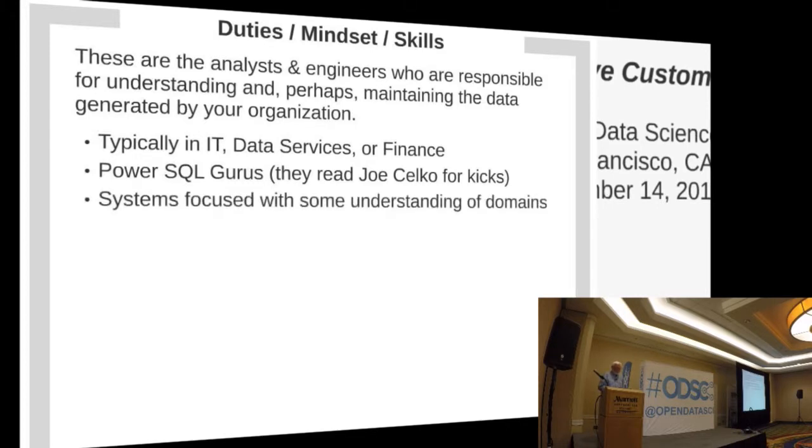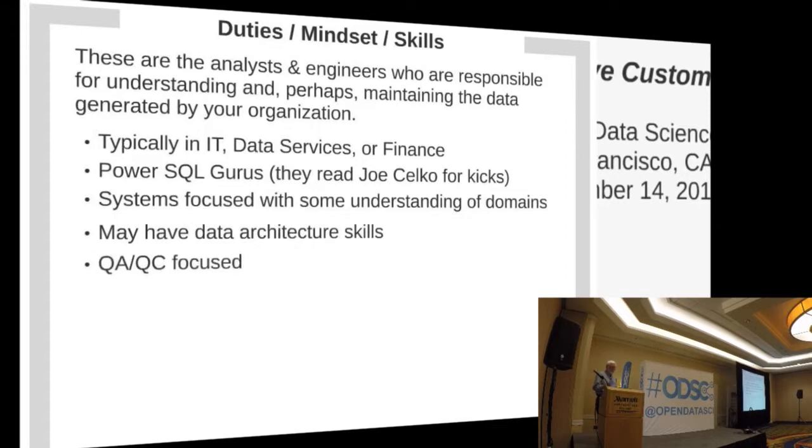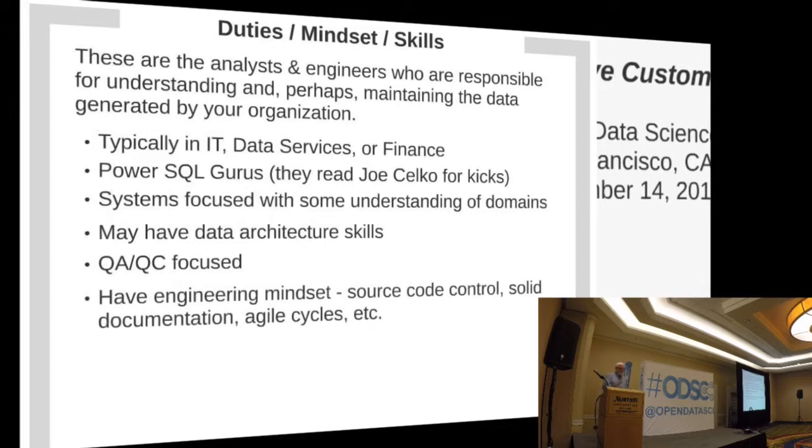System-focused people, they have some understanding of the domains, but they're primarily focused on the data sources and the data they're in. They may have some data architecture skills. They are QA and QC focused, thank goodness. And they have an engineering mindset. So they do source code control, and they have pretty solid documentation and agile cycles and all that good stuff.